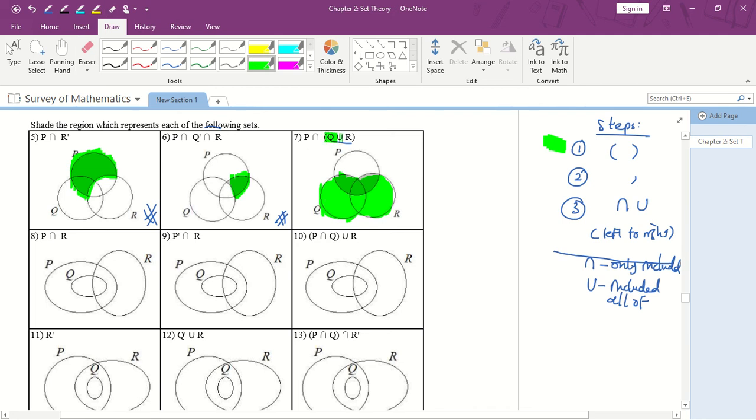We're done with this one. And the next step says intersect P. Means that out of this region, you only included the P. Remember, intersect means only included. So out of this region, you only included the one in P. So then you remove the others.